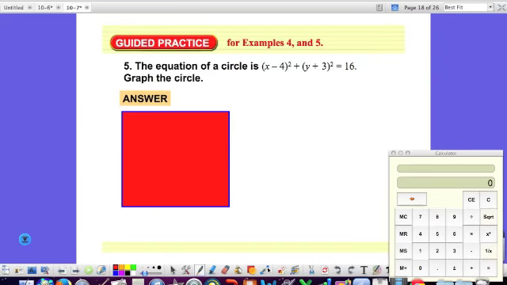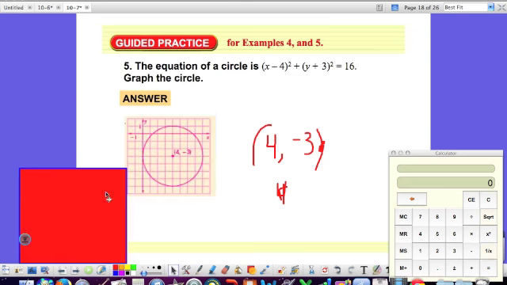Let's look at some guided practice problems. The equation of a circle is (x - 4) squared plus (y + 3) squared equals 16. So my center is at (4, -3), and my radius is 4. When I go to graph this, I would put a dot at (4, -3), set my compass 4 spaces out from that, and draw a circle around.